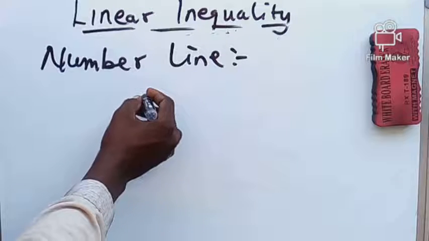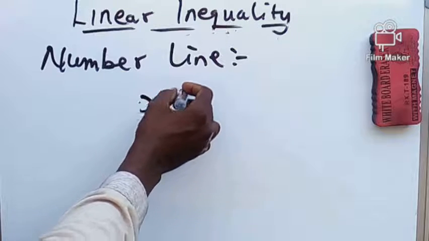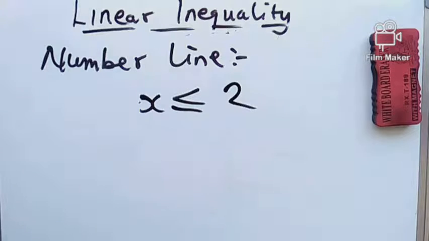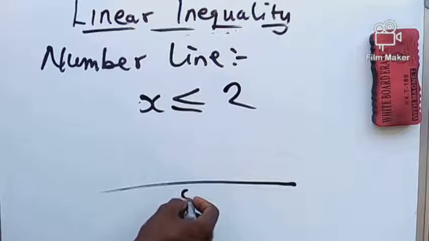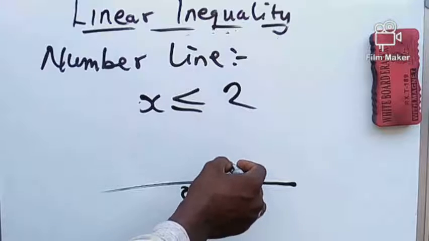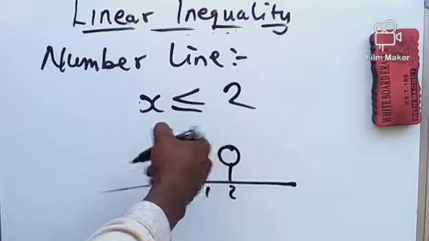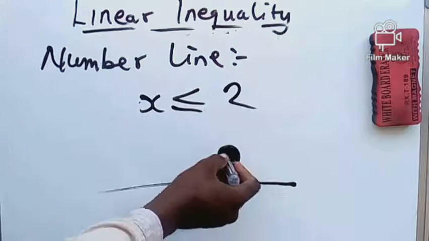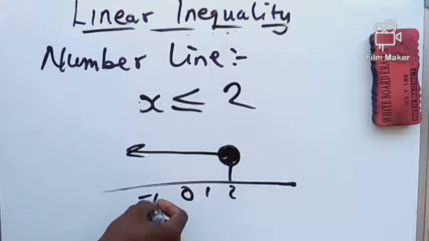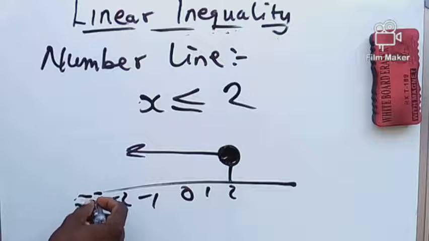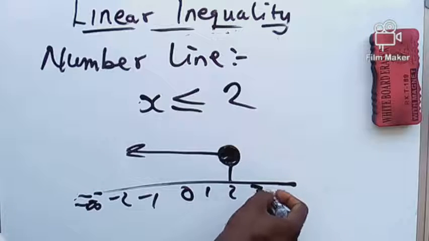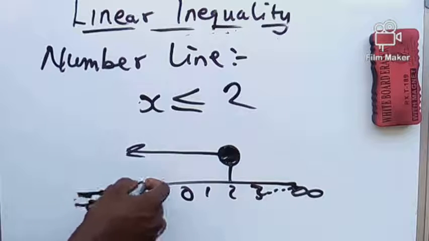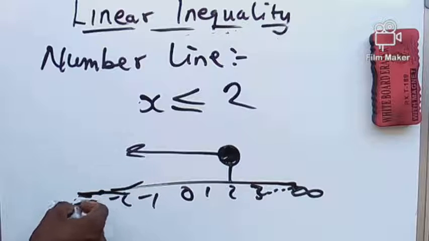What if we have x is less than or equal to 2? How do you represent that on a number line? Simply draw your number line and add your 0. This is 1, 2 should be around here. Just put it. Because of less than or equal to, you shade it, which means 2 is included. And then it is less than, meaning all the way down here, from 2 all the way to minus infinity. This is 3 all the way to positive infinity. So that is how to represent inequalities on a number line.